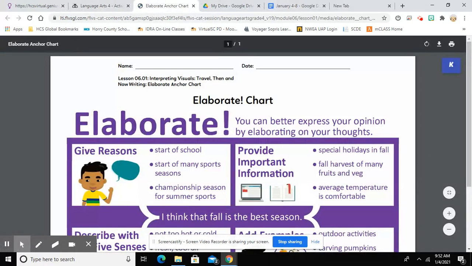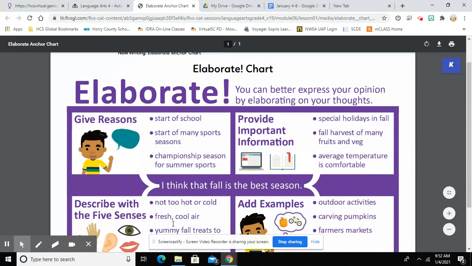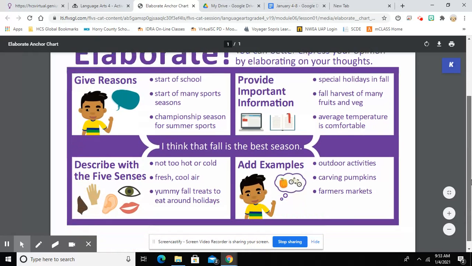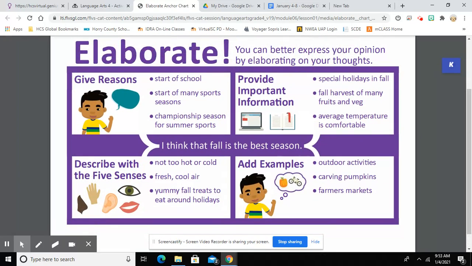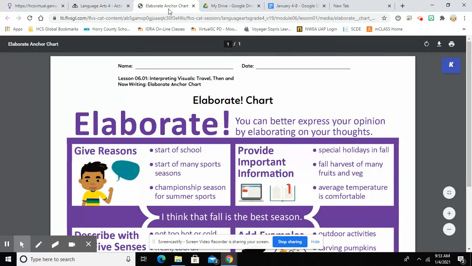Elaborate anchor chart. It's a bigger version. Here's your topic in the middle, and you're going to give your reasons, provide your important information, describe with your 5 senses, and add examples. Mind you, any one of these can become a paragraph all by itself, or it can be a couple of sentences in a paragraph.